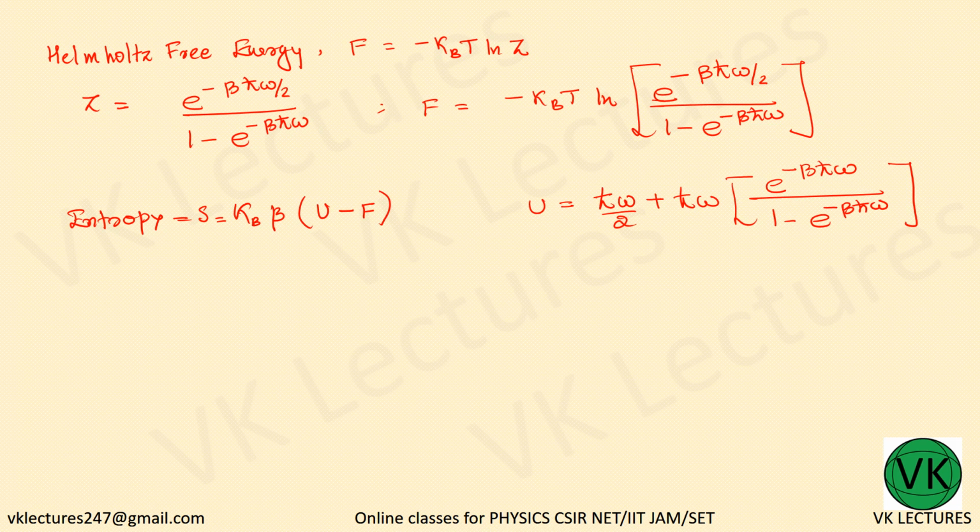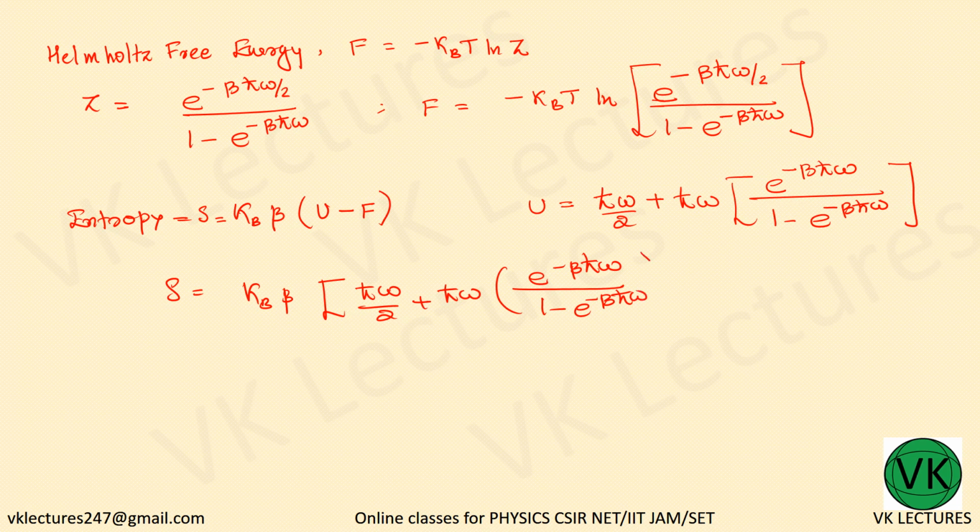So S is equal to kB beta into U, as h cross omega by 2 plus h cross omega into e to the power minus beta h cross omega divided by 1 minus e to the power minus beta h cross omega, minus F. So that minus of minus becomes plus kBT log of, again the same terms, e to the power minus beta h cross omega by 2 divided by 1 minus e to the power minus beta h cross omega. So this is the entropy.